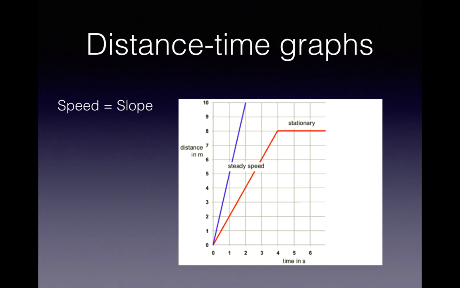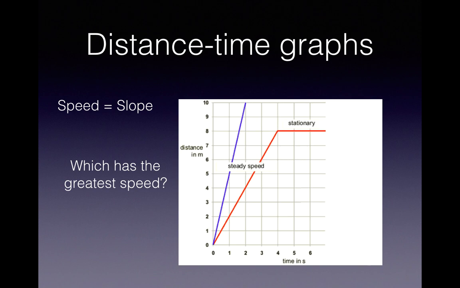Okay, how about in this case? Which has the greatest speed? Well, ask yourself, which one has the greatest slope? Is it the red or the blue? The blue has the greater slope, so as a result, the blue has the greater speed. So we know that the red line from 0 to 4 has a slower speed than the blue line, or the blue object. And then we also know that there's a horizontal portion just below the stationary text.